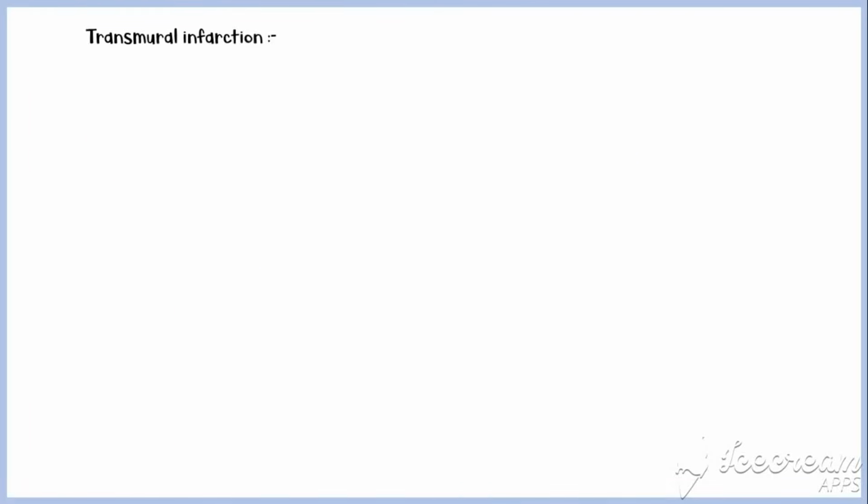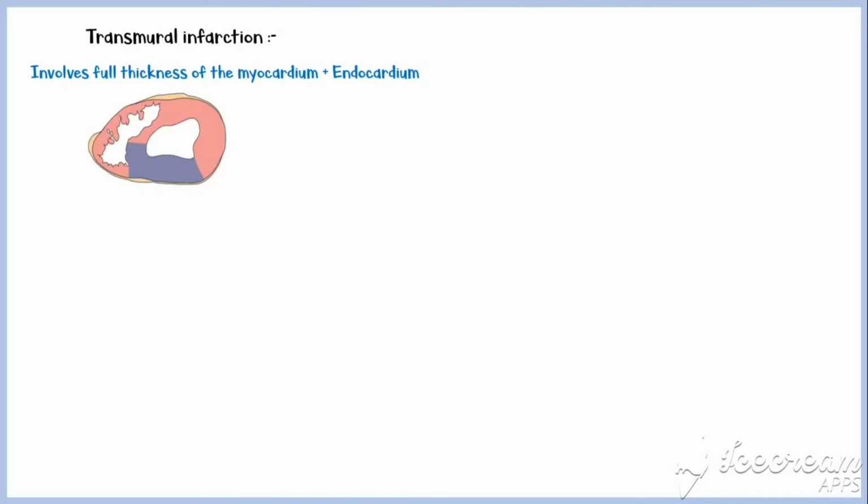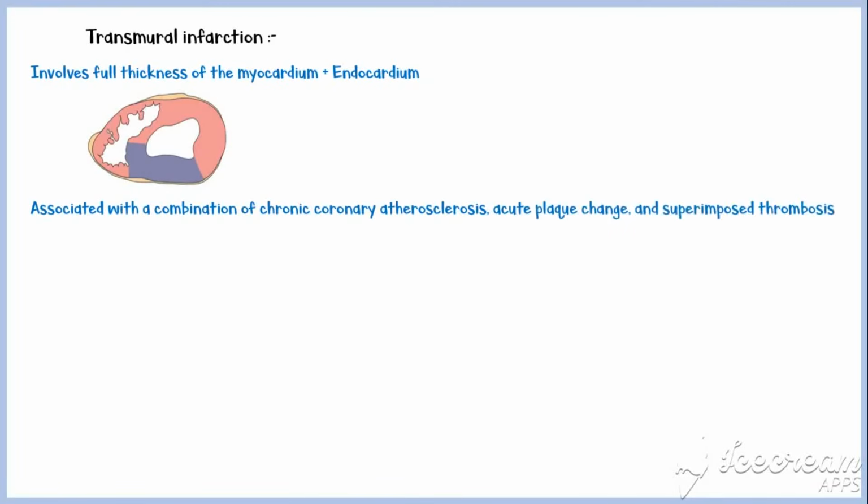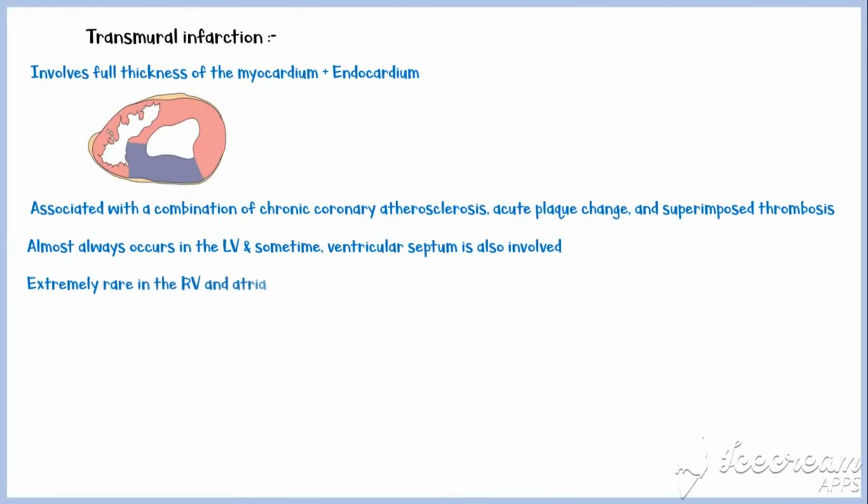Transmural infarction involves the full thickness of the myocardium and also the endocardium. Transmural infarctions are associated with a combination of chronic coronary atherosclerosis, acute plaque change, and superimposed thrombosis. It is important to note that transmural infarctions almost always occur in the left ventricle, and sometimes the ventricular septum is also involved. And they are extremely rare in the right ventricles and atria.